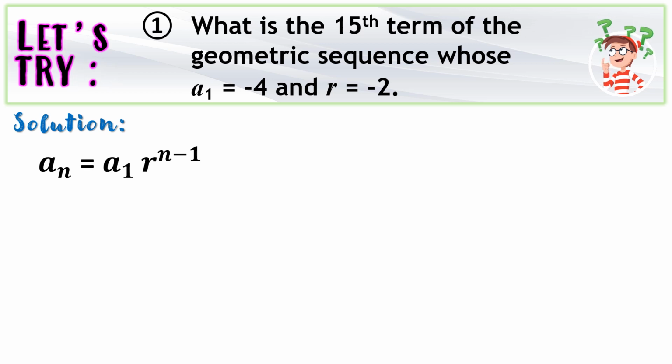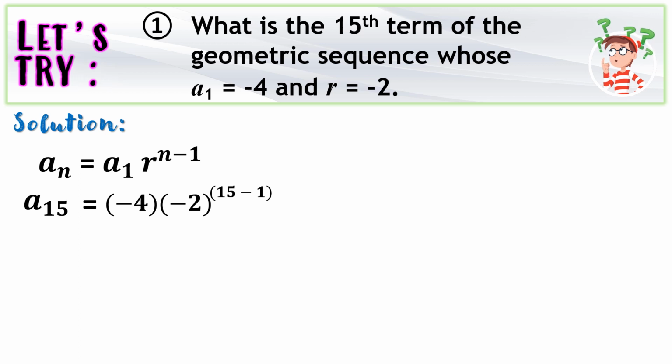So, simplify natin ito. Una, syempre, kailangan nating mag-substitute. So, we have a sub n. Our n is the 15th term. So, ang kinahanap natin ay yung pang 15th term. That is equal to our a sub 1, which is negative 4 times the common ratio raised to n minus 1. So, ang ating n ay 15, kaya 15 ito.